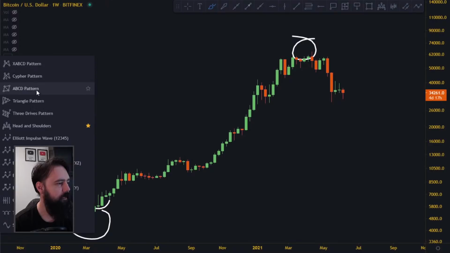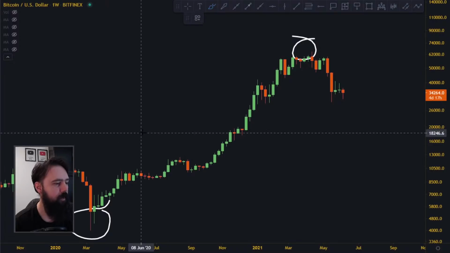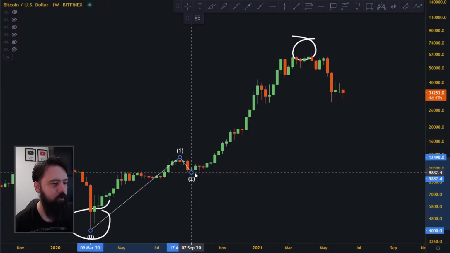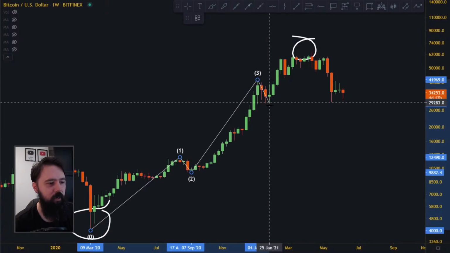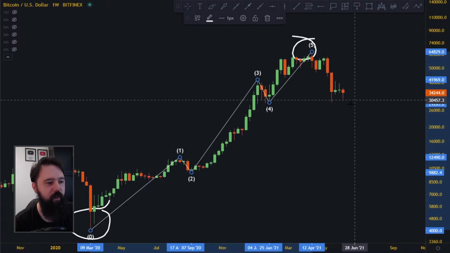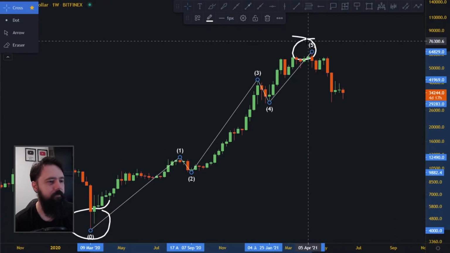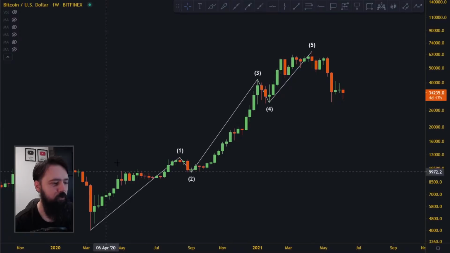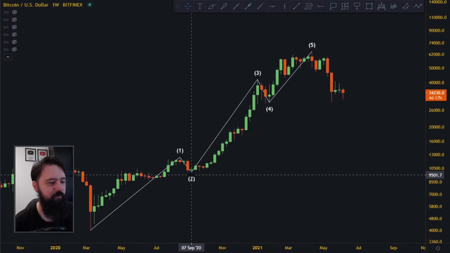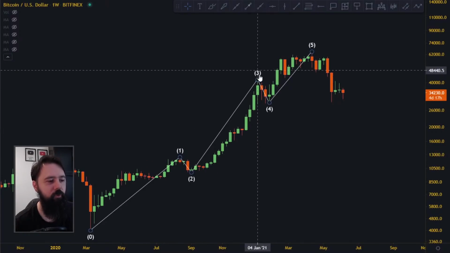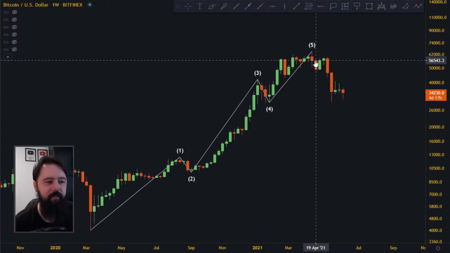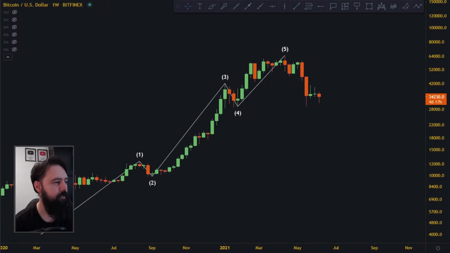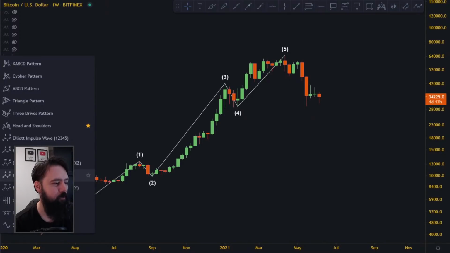So we're going to start with the 1 2 3 4 5 impulse move. Let's say this is 1, pull back to 2, then a big move to 3, back to 4, and then a move to 5. It looks pretty decent. This is the first move up to the first correction, then a big third move, the correction to 4, and a last move up to 5 to the upside. And after that you get this ABC correction.